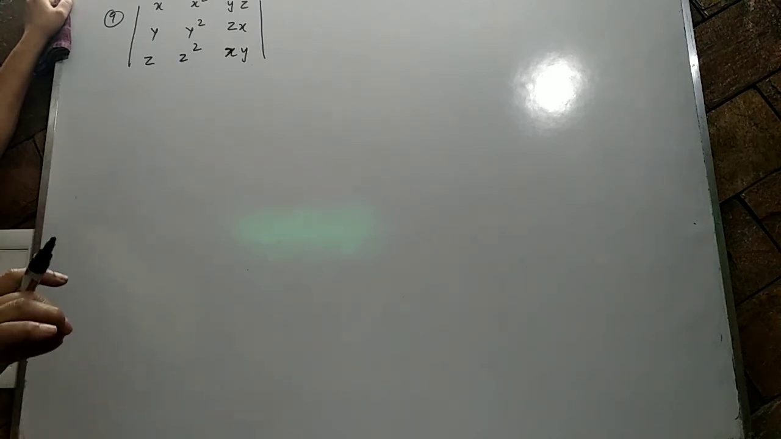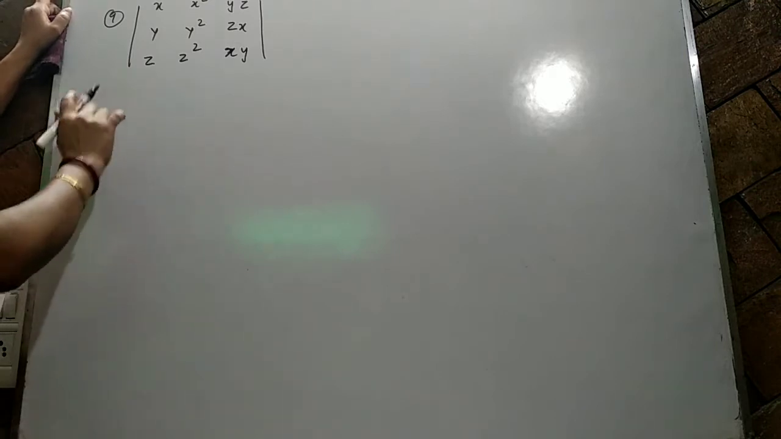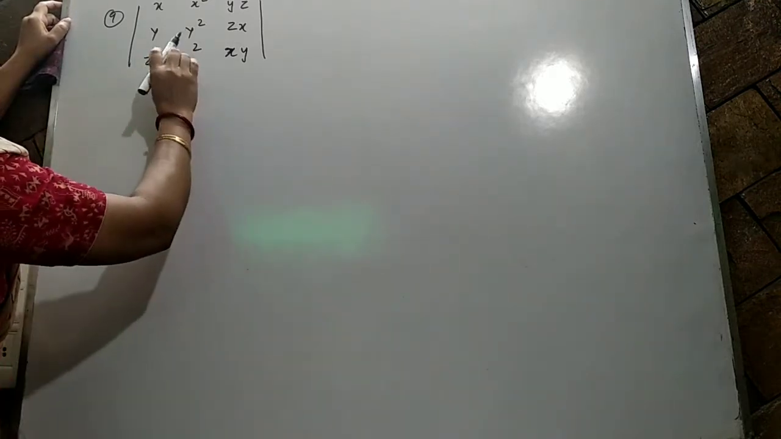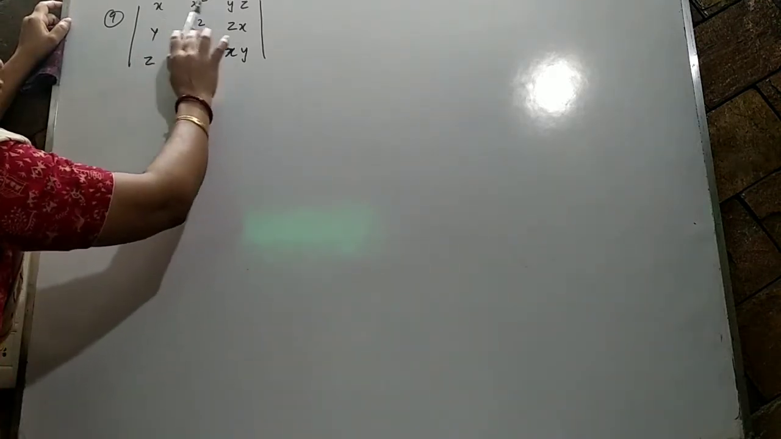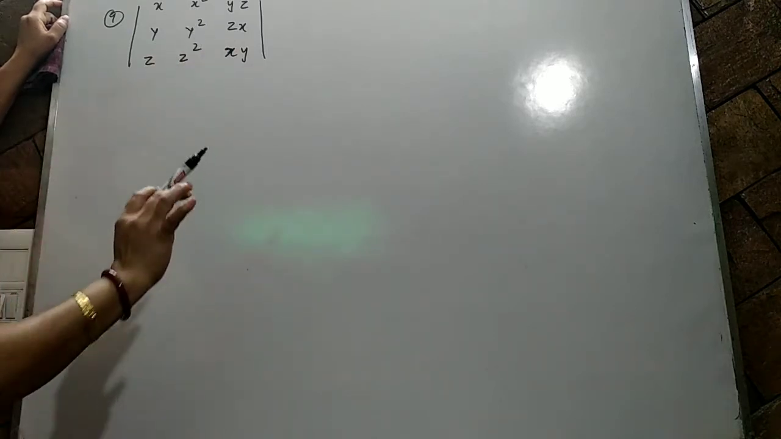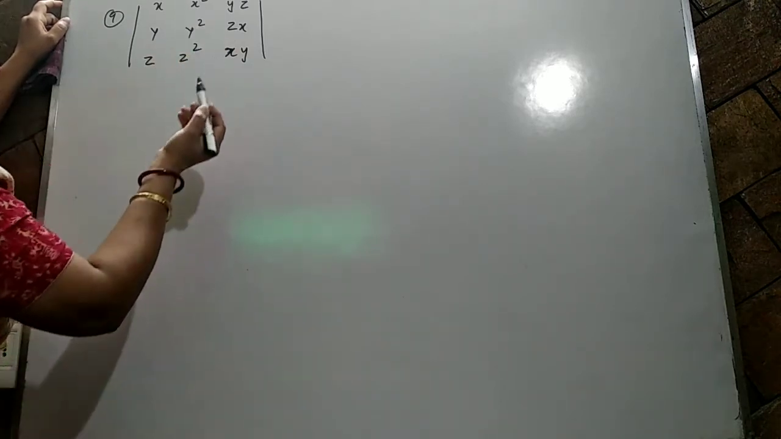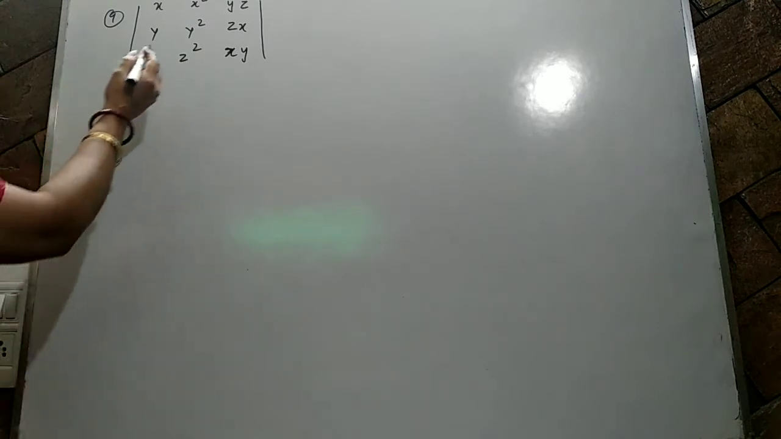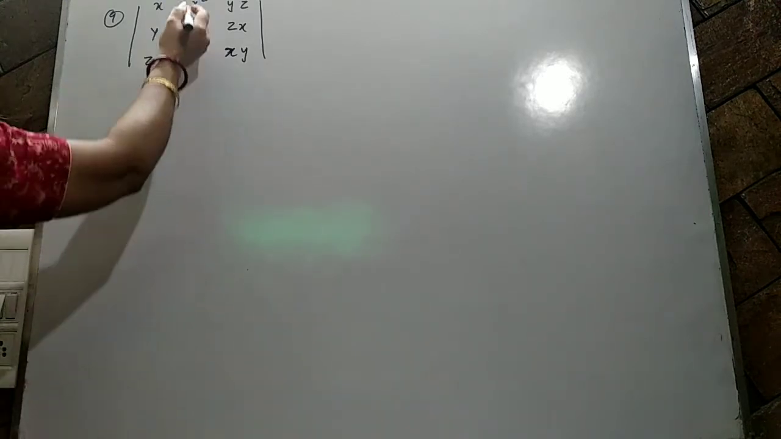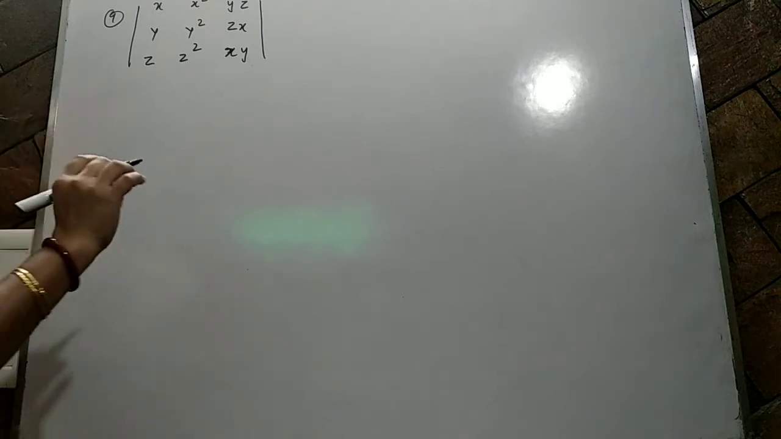Beta, everybody mute your voice. Now listen, what I am doing here is up to your choice. Beta, if you are going for column operation, there is no use. If you are doing row operation, you can do it directly, that is R2 minus R1 or R3 minus R1. You can do it. That is up to your choice.